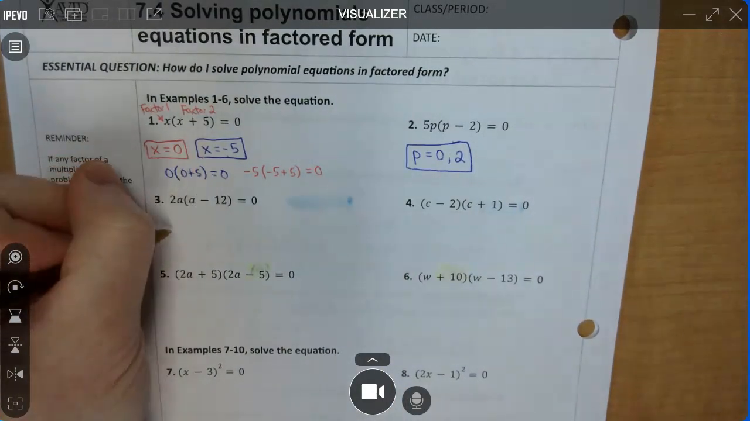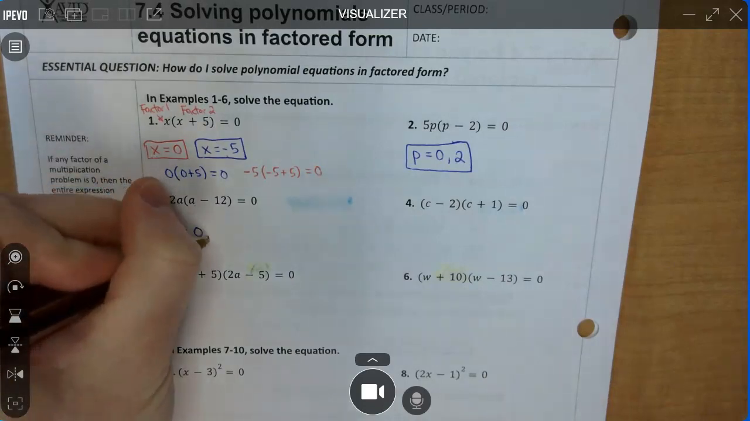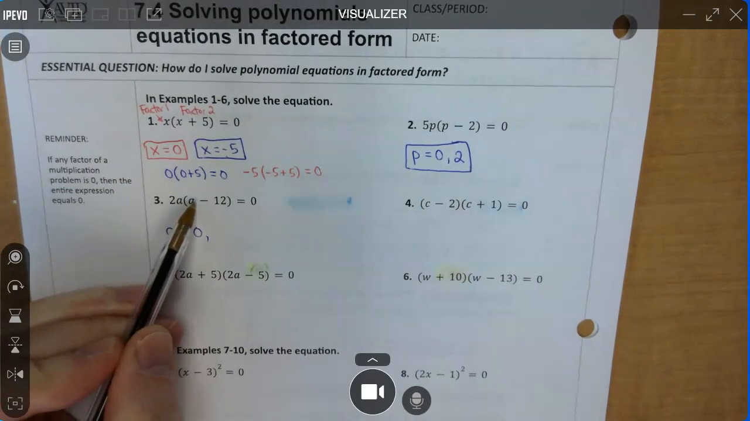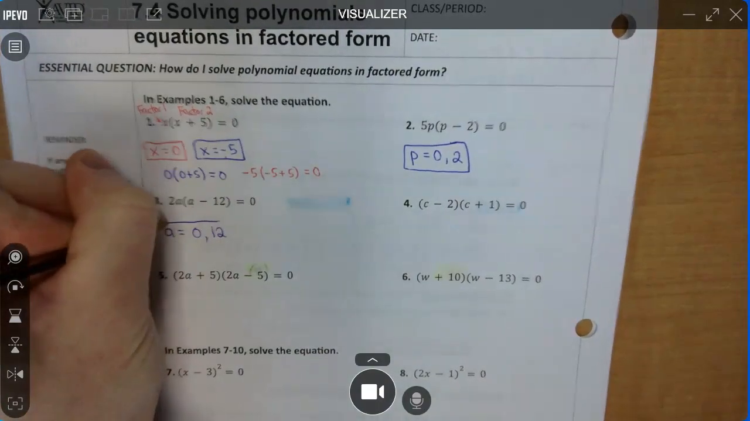On number 3, I know that on the outside factor, a can be 0. On the inside factor, if a is 12, then 12 minus 12 equals 0. So 12 is my other solution.